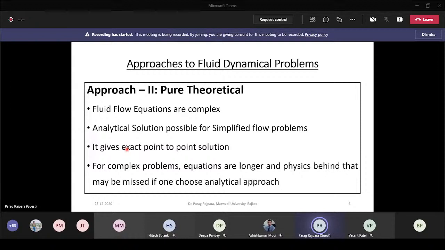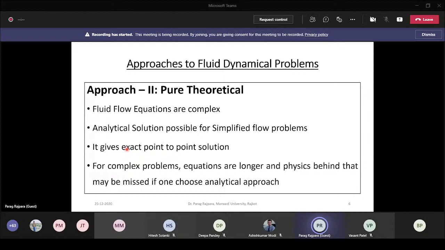When you are solving the same problem with a theoretical approach, you will have two sorts of approaches. One is the analytical approach, and the other one is the numerical approach. If an analytical solution exists for the problem you are solving, then it is like nothing. An analytical solution is very, very simple. It gives you an exact point-to-point solution. But these analytical solutions are possible only for very simple flow problems.